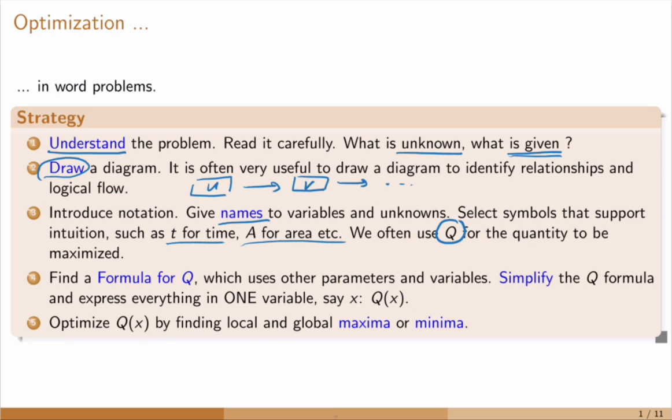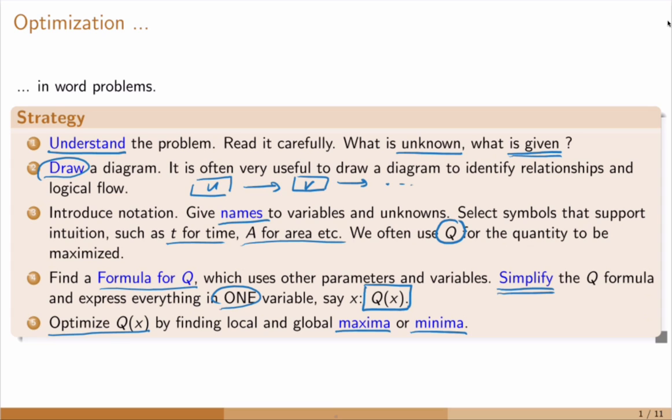And then we need to do math, so we want to find a formula for Q, and then this involves the other parameters and variables, and then we simplify this formula as much as we can. In the ideal case, we come down to one variable, so that we get a function q of x, and that's it. And then we can use our maxima and minima methods, for example, the closed interval method, looking for critical points, looking for minima and maxima on the boundary, etc. So then we optimize q by finding maxima or minima values, whatever is needed at the moment.